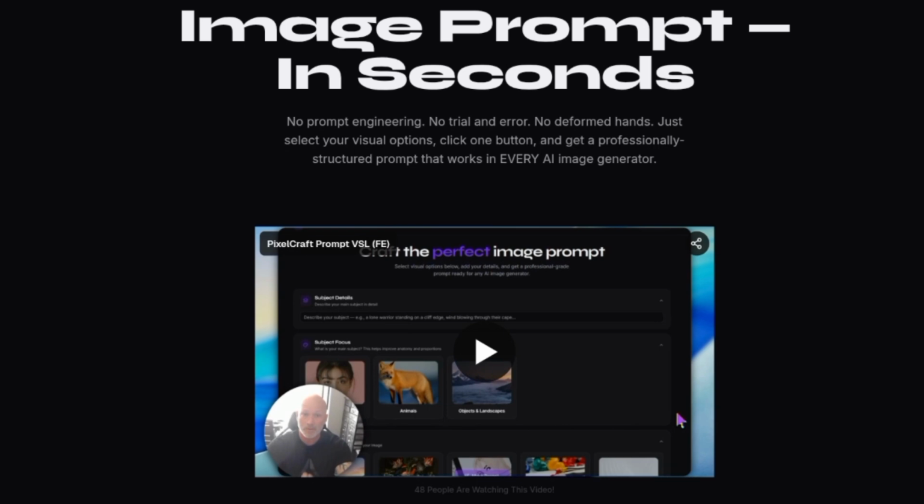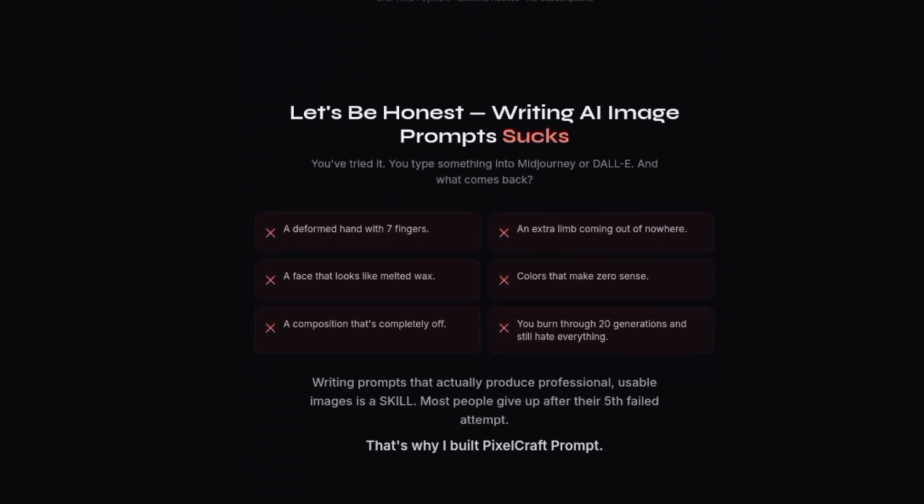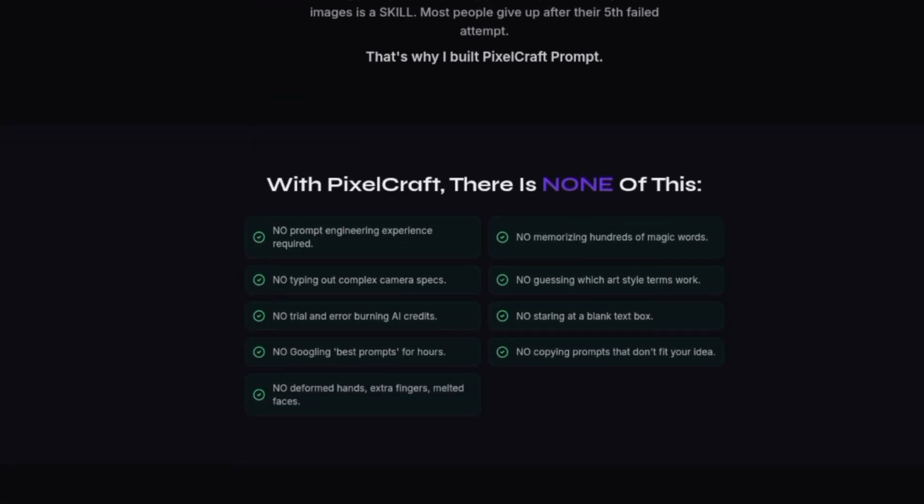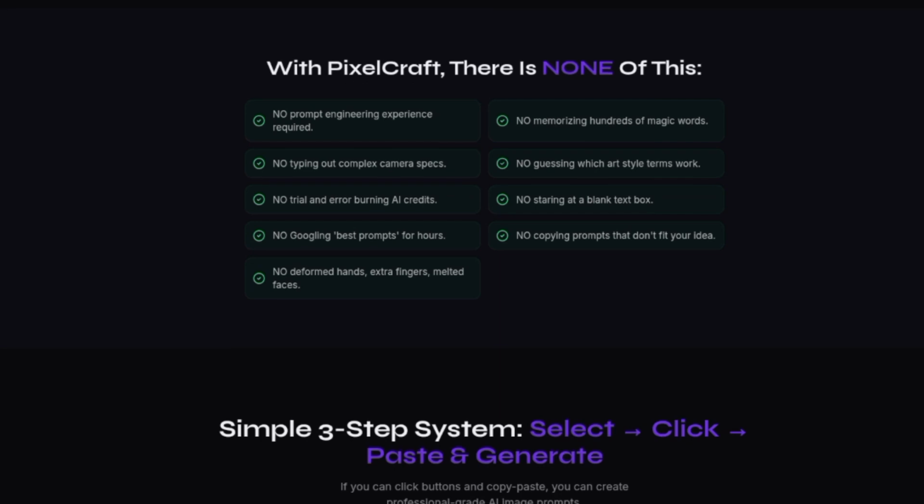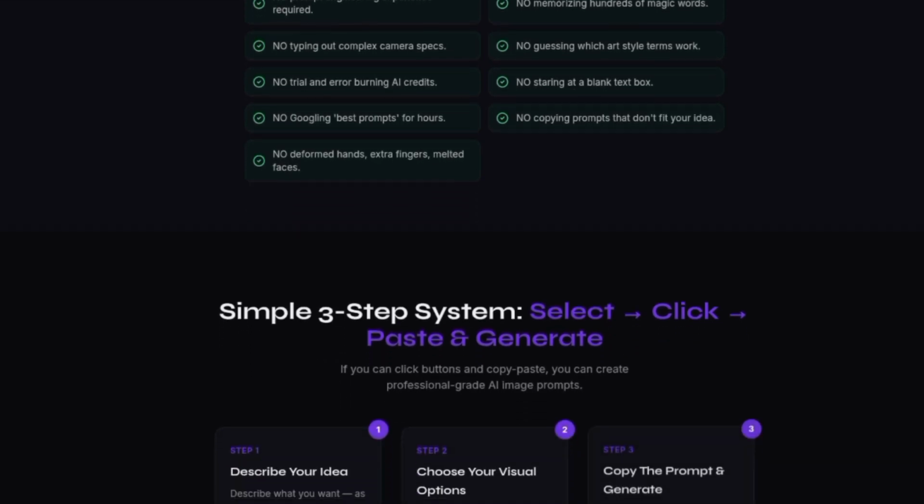The first thing I noticed is that the platform is designed to be beginner friendly. You don't need technical knowledge, you don't need experience with AI art, and you definitely don't need to understand complicated prompt structures. The process starts by simply describing your idea. It can be something very basic like a cat sitting by a window, or it can be something detailed with characters, environments, lighting directions, and specific creative concepts.